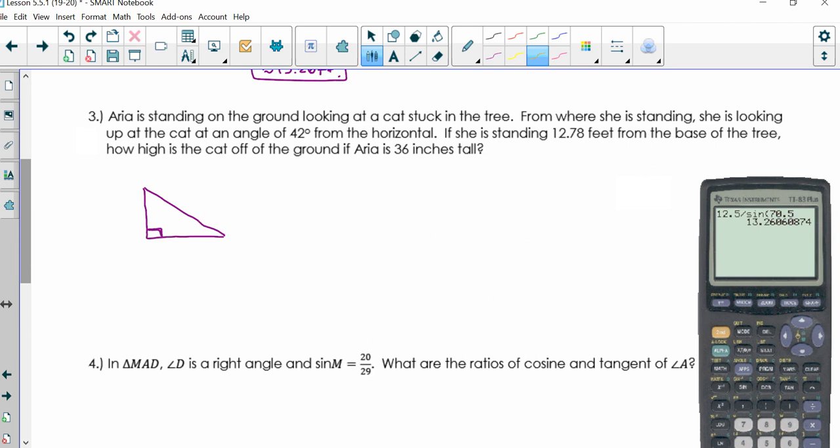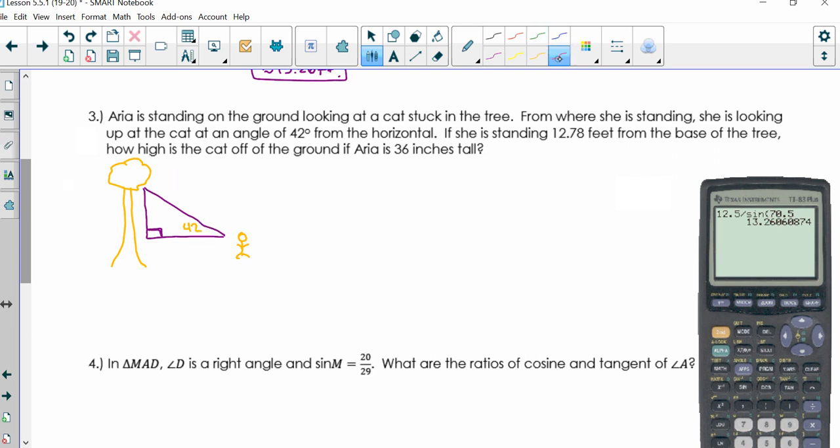All right, so Arya is standing on the ground looking at a cat stuck in a tree. So I'm going to say, here's my cat. I'm not very good at drawing, but I'll do my best. Here's why I'm drawing it this way. It says from where she is standing, she's looking up at a cat at an angle of 42 degrees. So this is 42 because she's looking up at the cat.